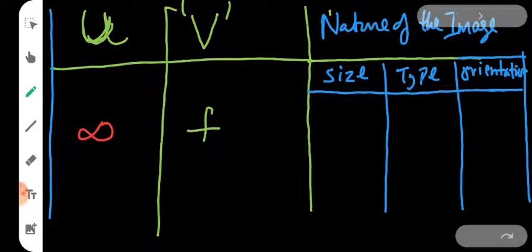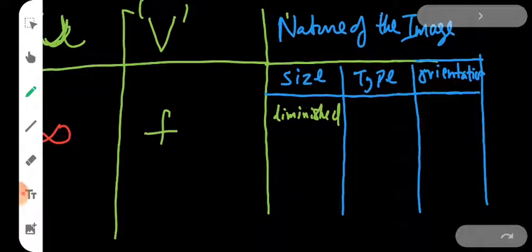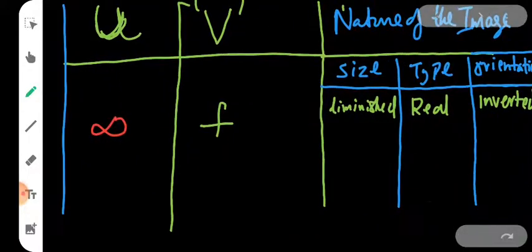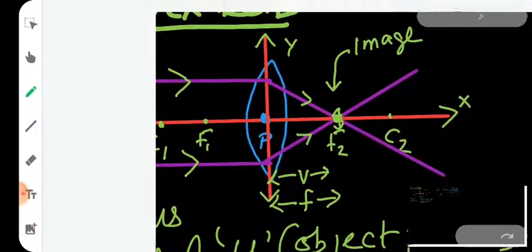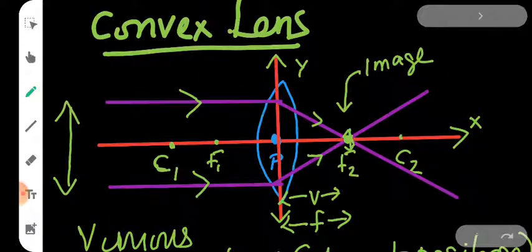And let us go and describe the size. What do you want to say about the size? It is extremely small, so I will call it diminished. And what is the type of image? The type of image is real. So we have a real image. And what was the orientation? The orientation of the image at the focus is mostly taken to be inverted. So you have an inverted image. So you have this case for the first u. Let us go on to the second u for the convex lens.